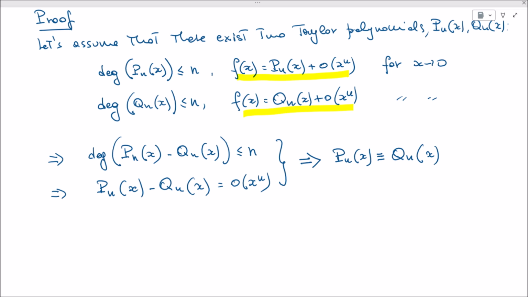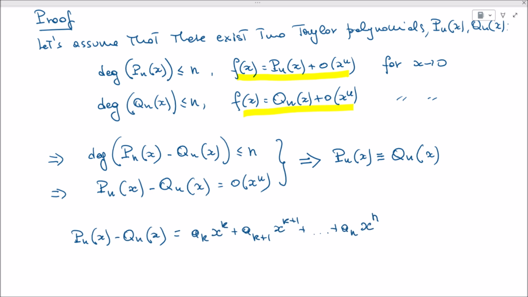Now, Pn of x minus Qn of x, this polynomial, we said that this polynomial will contain powers of x up to n. Okay, so in general, we'll start from ak x to the k, plus there will be ak plus 1 x to the k plus 1, dot dot dot. Well, the last possible term would be an x to the n, right?